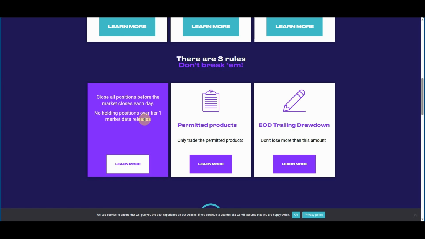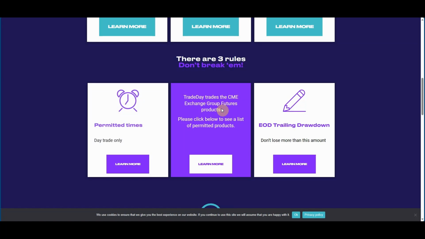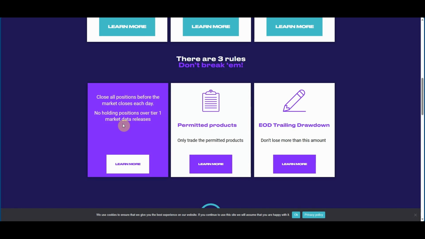So when you're looking at the permitted times and that kind of thing, you probably want to have an idea of what products you want to trade. So the next section is permitted products. This outlines the products that you can trade, and I'm going to go into that in a little more detail further on, but depending on what you're going to trade will also determine what times you'll be able to trade and what times you'll have to be out of the market before it closes.